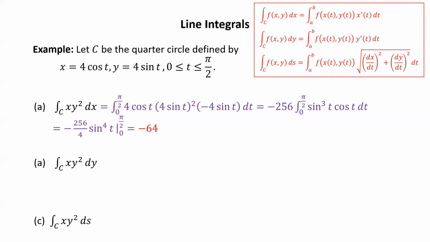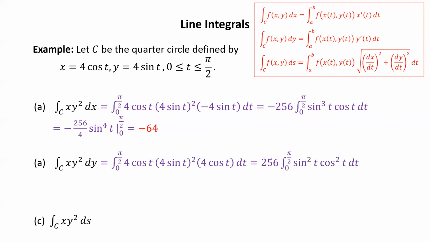Next one, the line integral over c xy squared dy. So the first part is the same, the integral from 0 to pi over 2, 4 cosine t, 4 sine t squared. But this time we multiply by y prime of t, which is 4 cosine t dt. Pulling out the constant, we have 256, integral from 0 to pi over 2 sine squared t cosine squared t dt. Now we have a couple of options with how to do this integral.